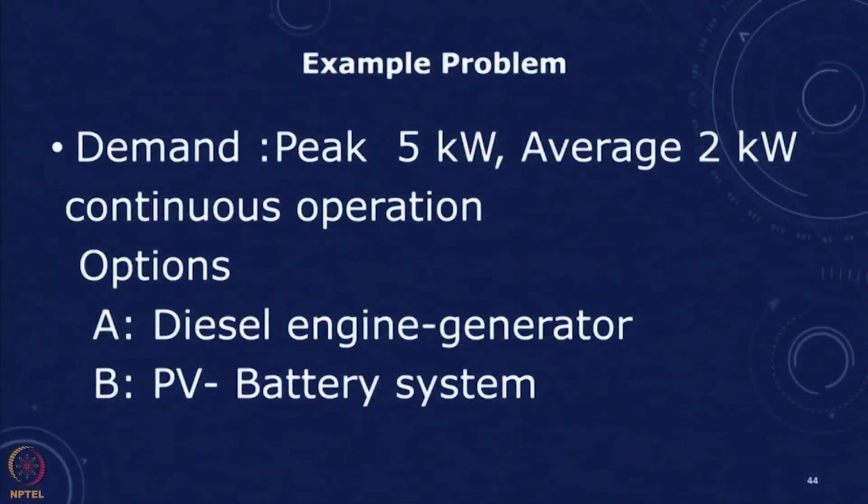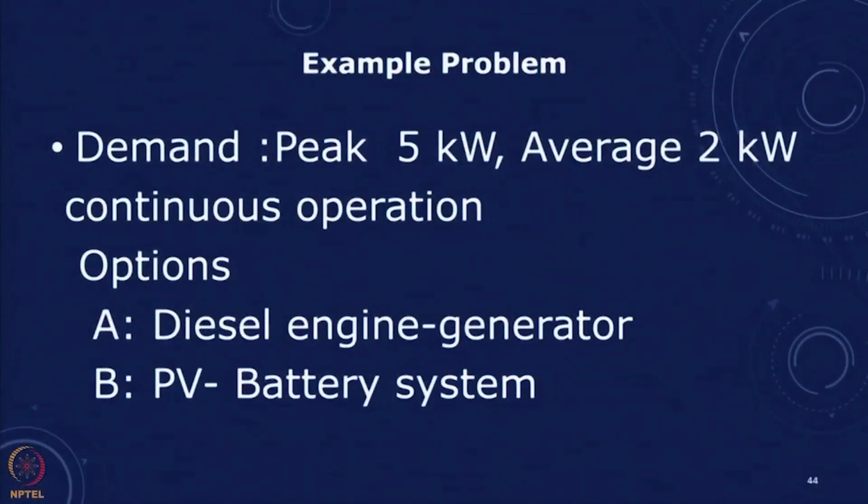We want to consider the economics of two options. The first one is where we have a diesel engine generator, and the second one is where we have a PV battery system. In both these cases, we will presume that there is no grid supply, and this is a standalone supply designed to meet the requirement of an average of 2 kilowatt.